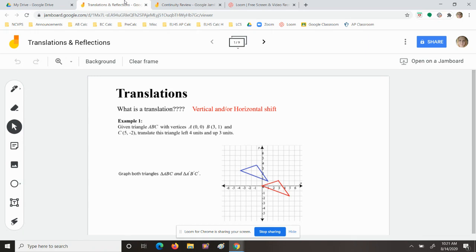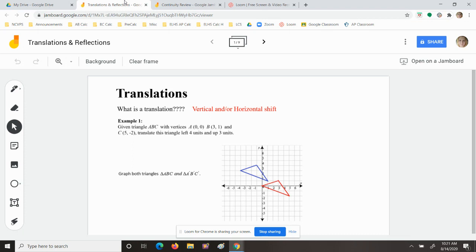Given triangle ABC with vertices A, B, and C, translate this triangle left 4 units and up 3 units. So let's think about what's happening here. If we're going to the left, what are we doing to the x-coordinate? If we move to the left, the x-coordinate has to be reduced by a certain amount of number, in this case 4. If we're moving up 3 units, then the y-coordinate is the one that's changing.